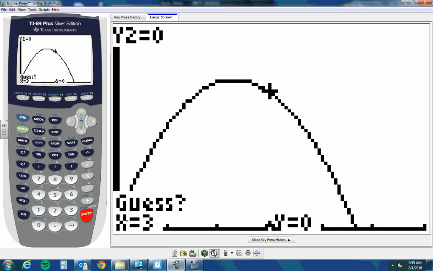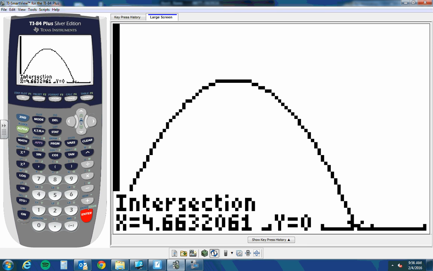Listen, before you press enter 3 times, there are 2 x-intercepts. We want the one on the right. The one on the left, by the way, would be negative, because it started off the ground, right? But we want this one. So make sure your cursor is closer to the right-hand one before you press enter. And when it says intersection, you know you have your answer. That's 4.66 what? Seconds.